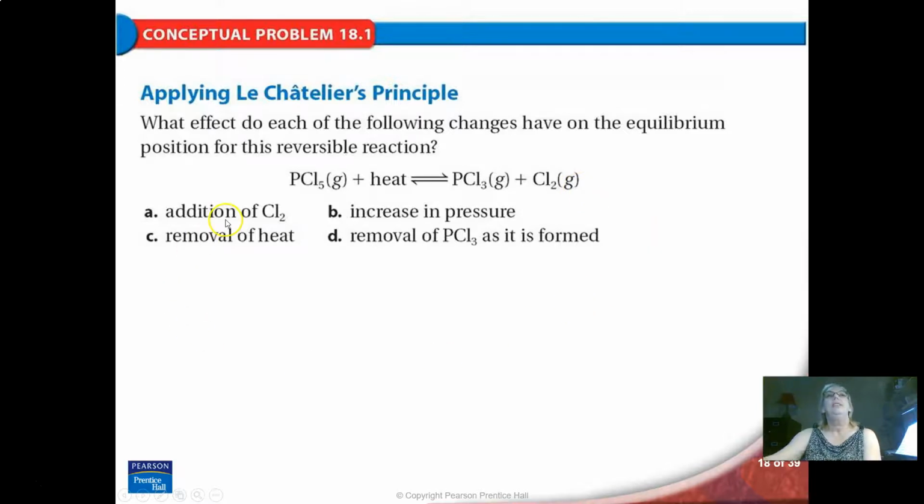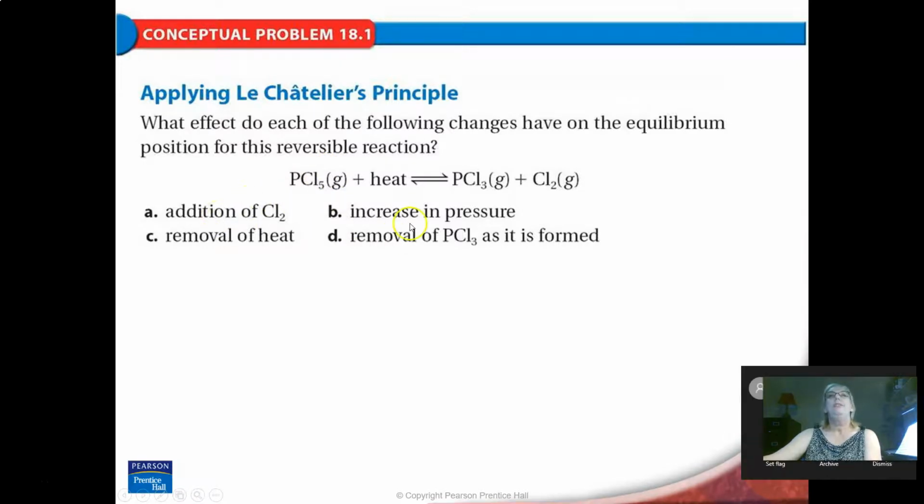So if I add more Cl2, the system's not going to feel like it did when it started. So it's going to try to get rid of some of that excess Cl2. So it's going to want to make the reaction go that direction. Okay? So that's what would happen if you add Cl2.